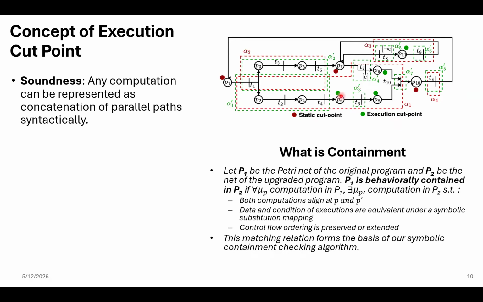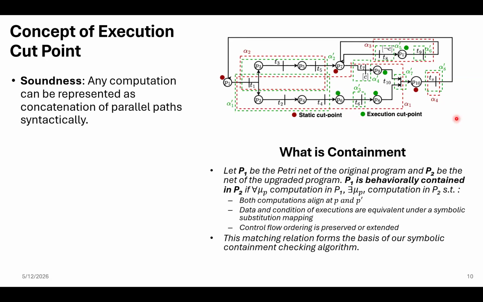So for this purpose, if we mark some places as execution cut points, for example P6, P8, P9, and P11, then we get the green dotted boundaries as paths. That is alpha 1 prime, alpha 2 prime, alpha 3 prime. In that case, we can capture any computation in terms of the parallel paths. But now the question is how we can identify these green dotted paths.